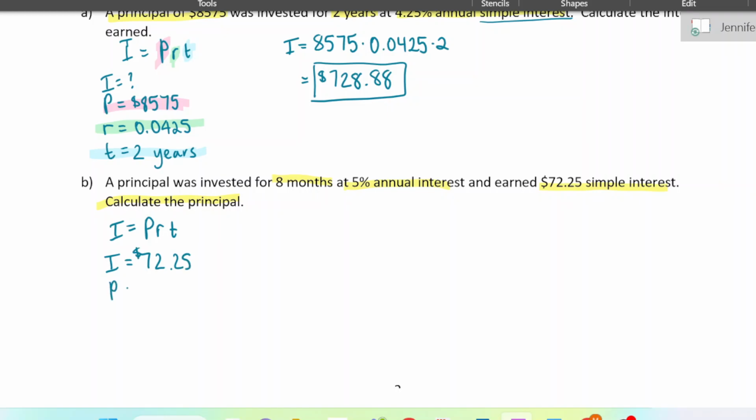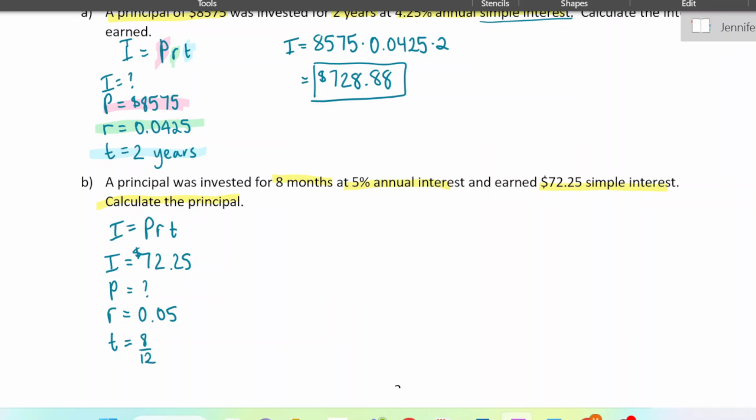The principal is what we don't know. That's what we're trying to find here. The rate is 5%, so we convert it to a decimal, 0.05. And the time, so the time should always be in years. So we have 8 months. If I convert that to years, I could just write it as a fraction. So it'd be 8/12 of a year because there's 12 months in 1 year.